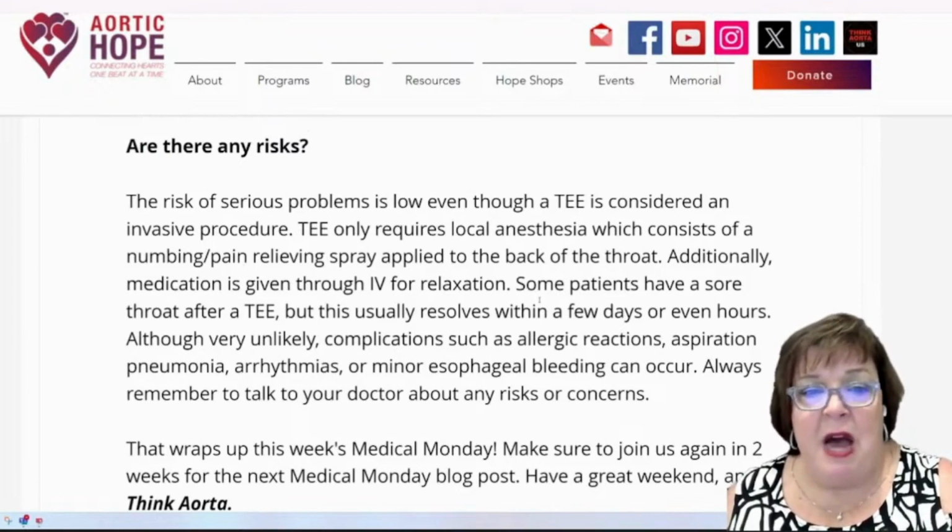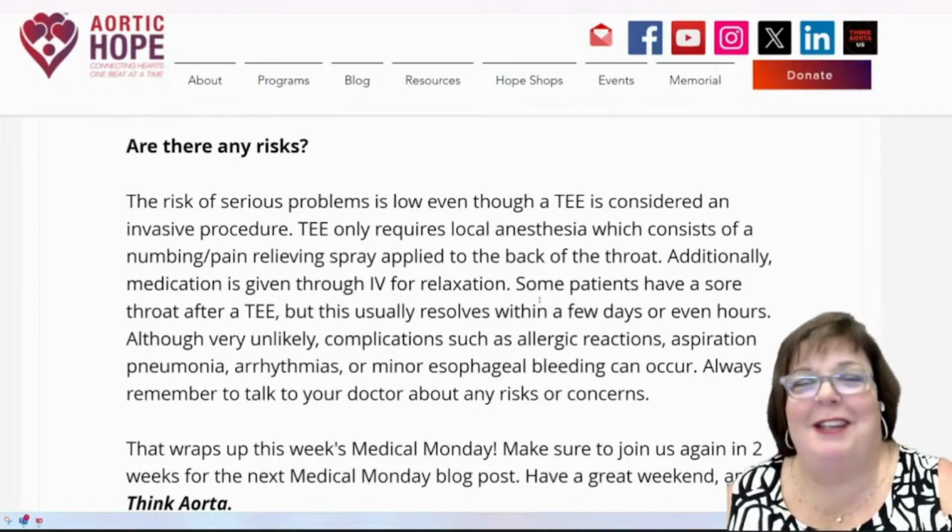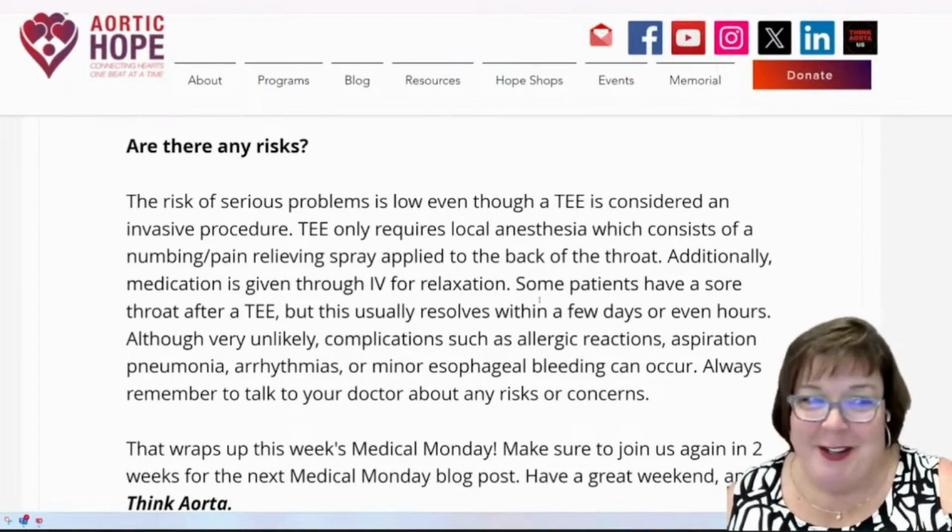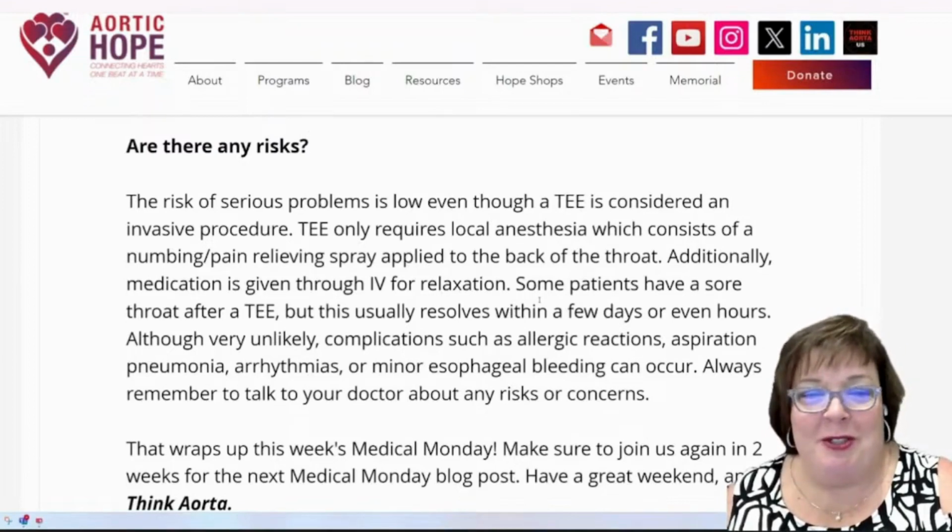Although very unlikely, complications such as allergic reactions, aspiration pneumonia, arrhythmias, or minor bleeding can occur. Always remember to talk to your doctor about any risks or concerns.